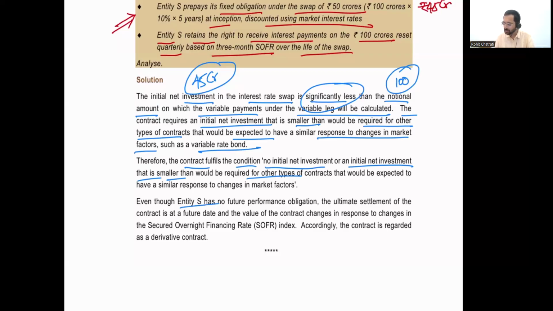Even though entity S has no future performance obligation, the ultimate settlement of the contract is at a future date, and the value changes in response to changes in SOFR. Accordingly, the contract is regarded as a derivative contract. All right, this is basically checking for the other two conditions. It has to be settled at a future date, and the value should change in response to an underlying index. Since both these conditions are also satisfied, the contract will be regarded as a derivative contract.